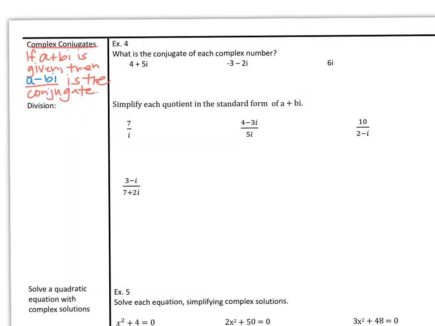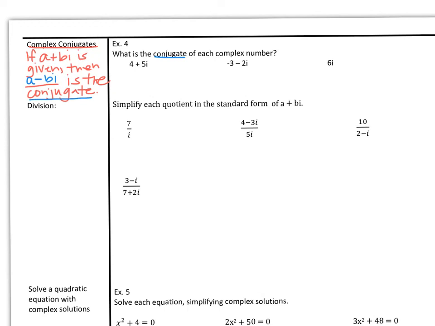The last thing we'll talk about in the video are complex conjugates. If a plus bi is a given complex number, then its conjugate is a minus bi. We literally just change the sign on the inside for that complex number. And this is pretty easy to do. Example 4, what is the conjugate of each complex number?